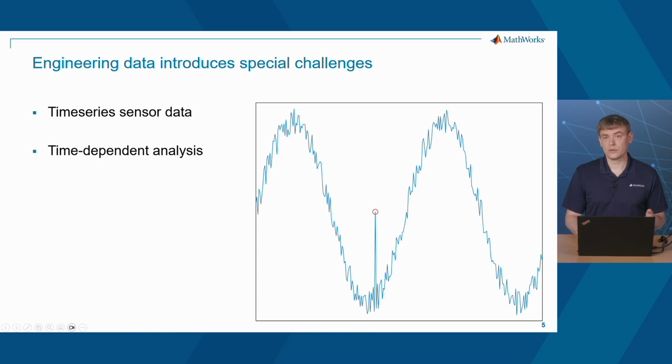And because it's recorded over time, we often need to analyze this data in a time-dependent or time-aware fashion. So consider, as a simple example, this noisy sinusoid here. The human eye can easily identify that spike in the middle that I've highlighted with a red circle as being anomalous and potentially an outlier we might want to remove. However, this is something we wouldn't find with just a traditional mean and standard deviation. We need something a bit more sophisticated.